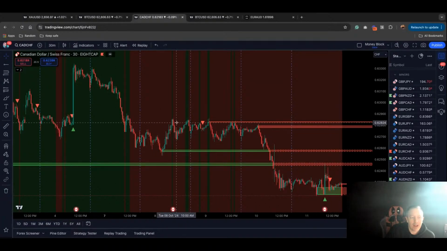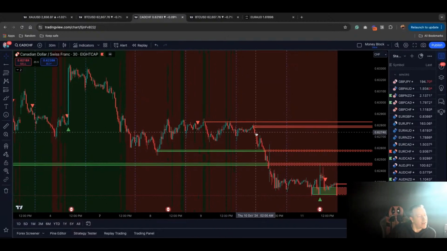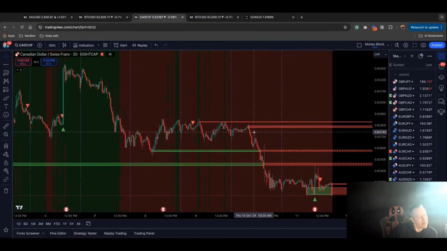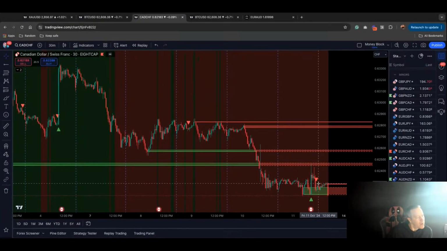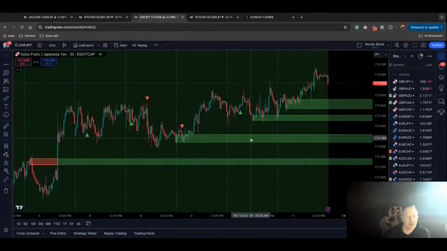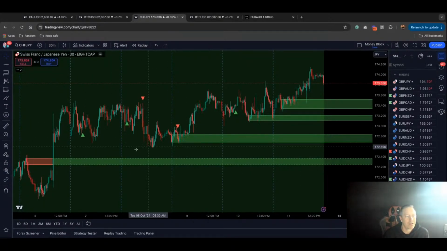Same thing, a little bit of candy cane, but there's your sell opportunity. Order block created for a fantastic 15. And then looking at it this way, CHF JPY. Fantastic order blocks created, buy positions.